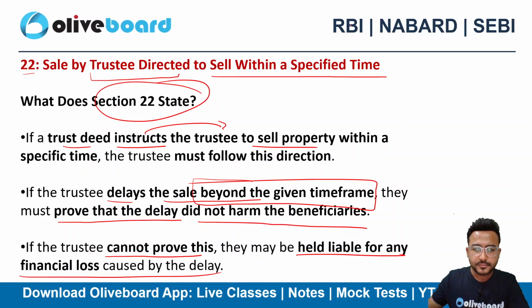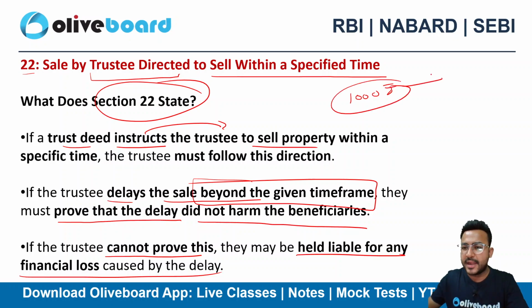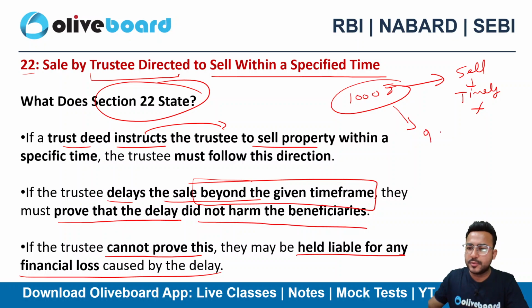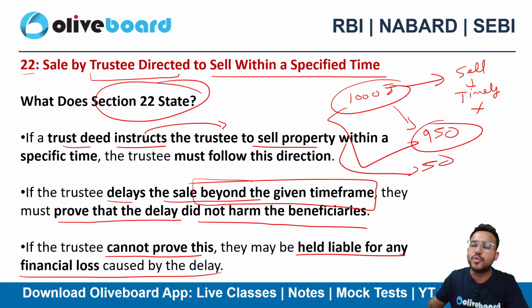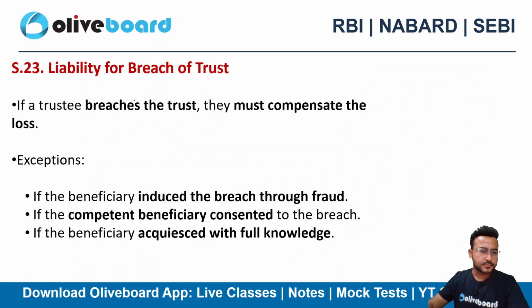Let's suppose the property was worth 1,000 rupees. I didn't sell it timely, and the property price went down to 950. Now this loss of 50 rupees is due to my personal negligence. I will be personally liable for this particular loss related to the beneficiaries.